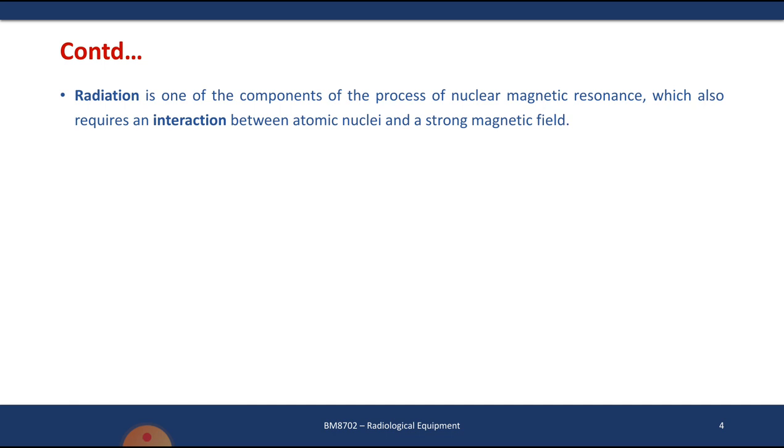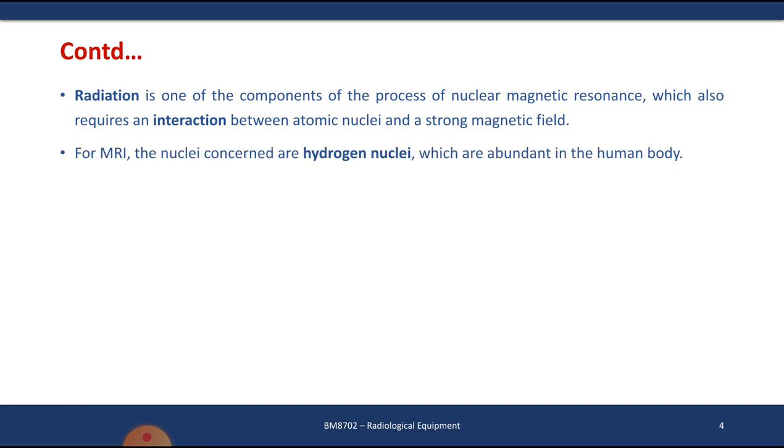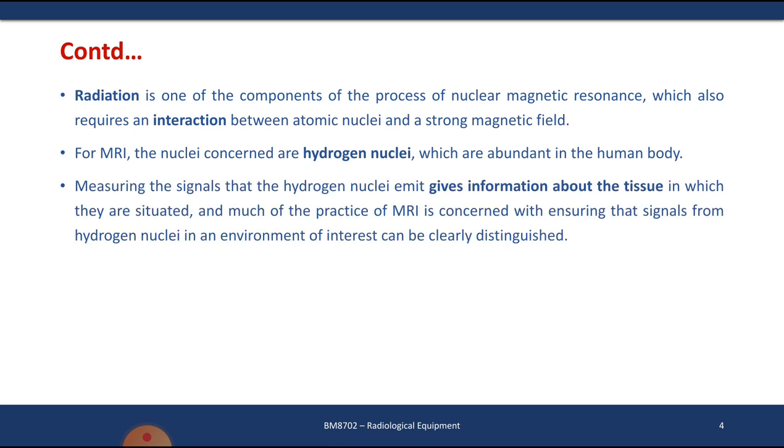Whatever radiation is happening, it is an interaction between the nuclei and the strong magnetic field. Basically, we have a big magnet which is surrounding the body, and whenever this magnetic field interacts with the atoms inside our body, we will be able to see the tissues inside our body. We are looking for hydrogen nuclei, which are most abundant inside the human body because our body is made up of water molecules, right? In that water molecule we have hydrogen protons.